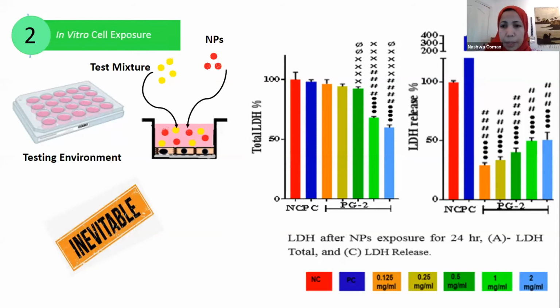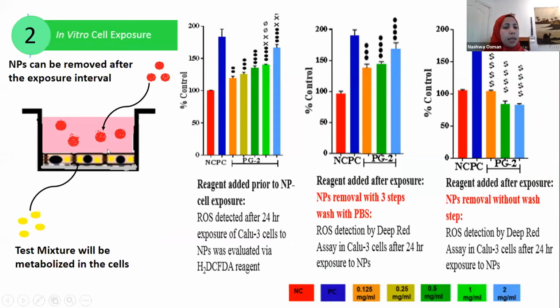Another test experiment. Here is another testing environment. For example, here my test reagent is going to be metabolized in my cells. So literally, I have the ability to remove the nanoparticle from my testing environment. So here you start to think about your assay. If you are going to add the reagent prior to adding the nanoparticle, that's going to be brilliant.